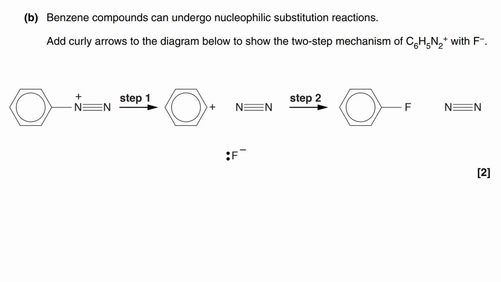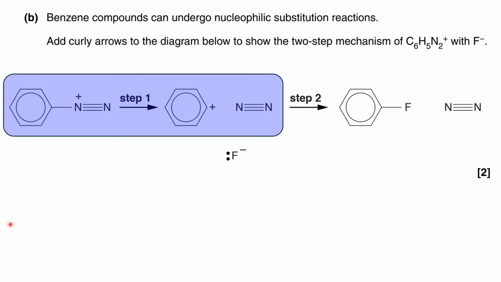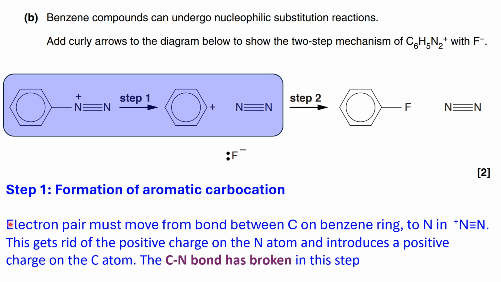So our final example, this one's from an old spec OCR Chemistry A. I think it might have been 2015 if I'm correct, the rings, polymers and analysis paper. So they want you to add curly arrows to the diagram below to show the two-step mechanism of this species here. It's an aromatic carbocation with a fluoride ion. So let's take it each step in turn. So the first step is highlighted there, and this is the formation of the aromatic carbocation.